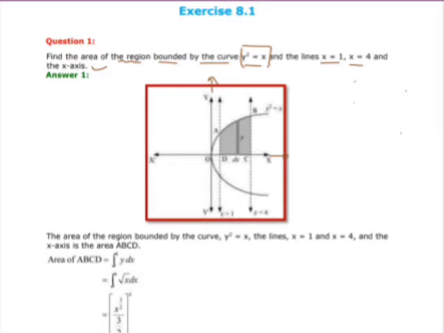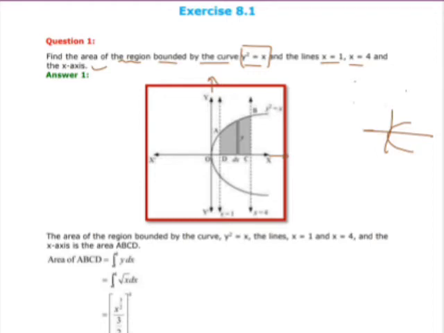Y square equals x is given. So the standard parabola equation is like this only. So we get a graph like this only. It is a parabola, right? If you know the standard form of a parabola, then it is quite easy to draw the graph also. So now we have plotted the graph. If you don't know the standard form, then you can put values by taking x equals 0, x equals 1, x equals 2, and see what the y value will be. On the basis of that also you can plot the graph, right?